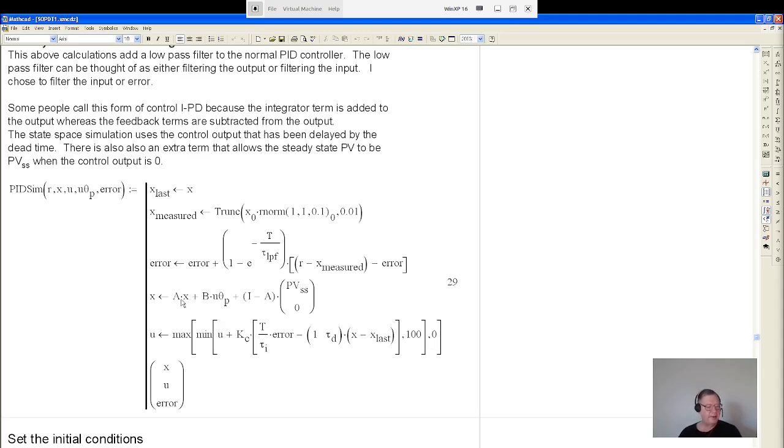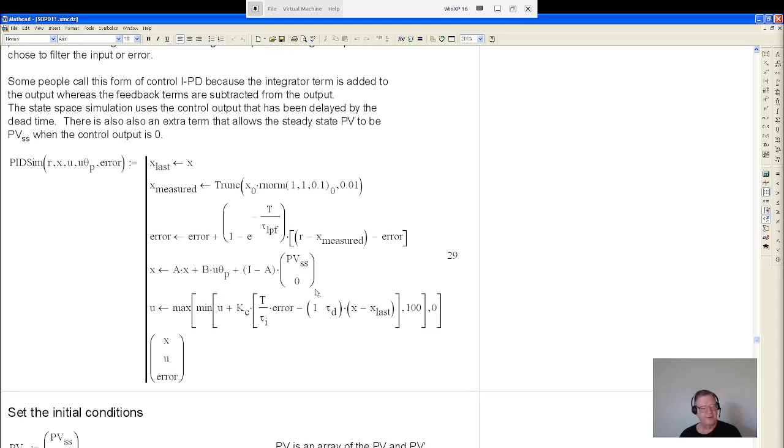This is updating the state, so I have the transition matrix. This is the current temperature and temperature rate. This is the new temperature and temperature rate. This is the delayed control output for simulating the dead time, and I multiply that by the input coupling matrix. And this part simulates the fact that the system has an ambient temperature, and the ambient temperature will go down to 20 when you remove this control output. It won't go to 0.